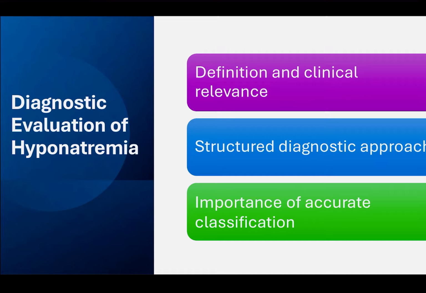Hyponatremia is one of the most frequently encountered electrolyte abnormalities in clinical practice and is associated with increased morbidity and mortality. Accurate diagnosis is essential because management depends entirely on the underlying mechanism rather than the sodium value alone. This session focuses on a structured, physiology-based approach to evaluating hyponatremia in adults.